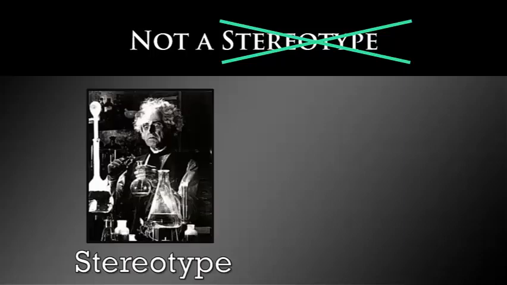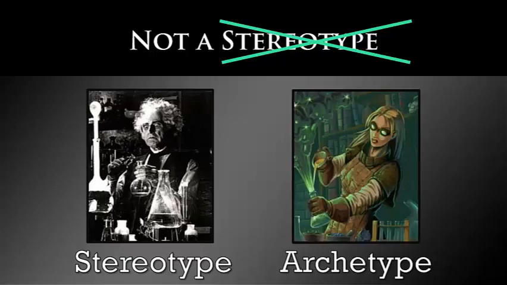For example, a stereotype of a mad scientist will be obsessed with science, have messy hair, and be just a bit unhinged. But an archetypal mad scientist might be a beautiful woman who likes to go rock climbing, or who enjoys a side hobby of horse racing.